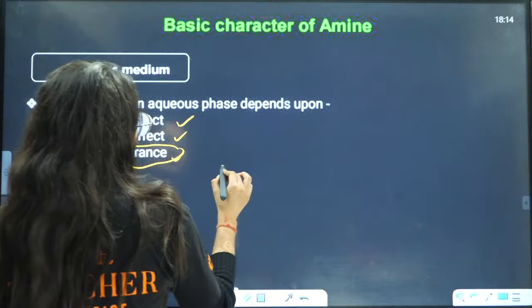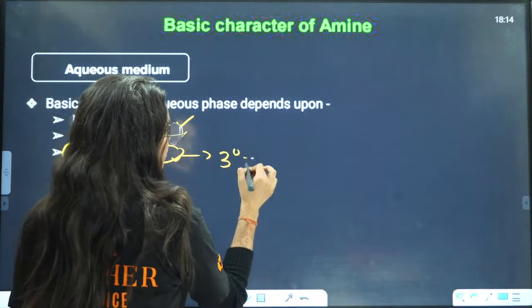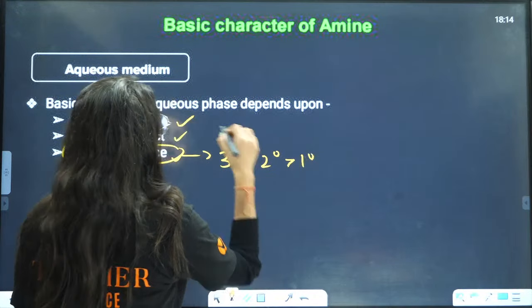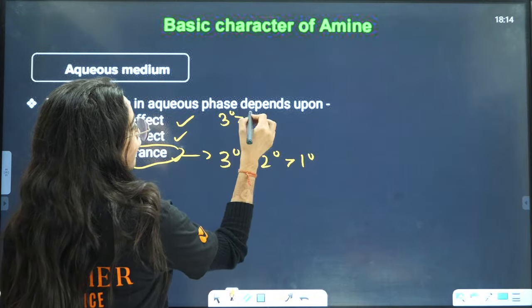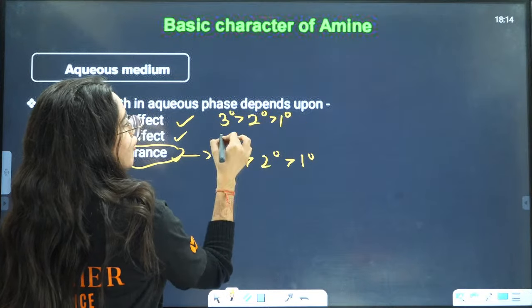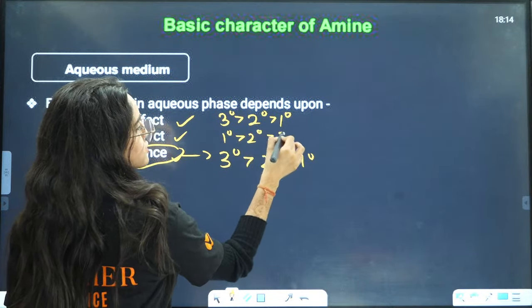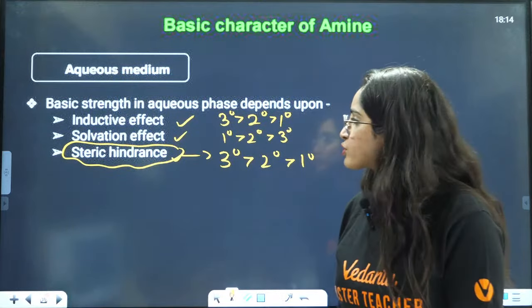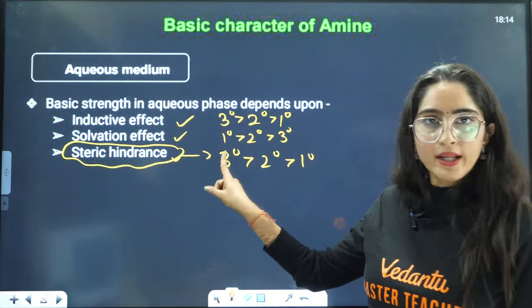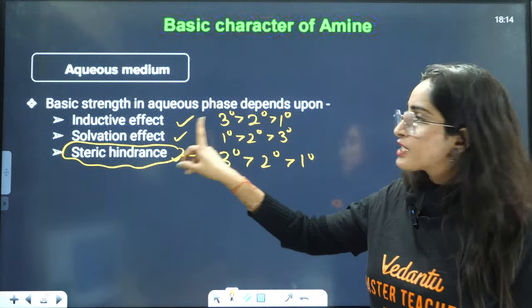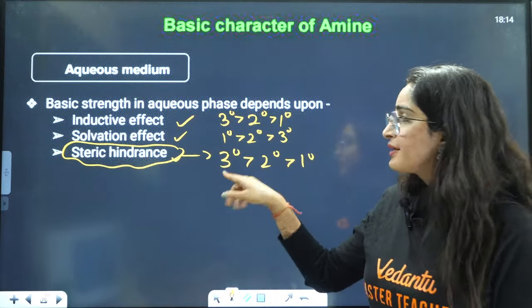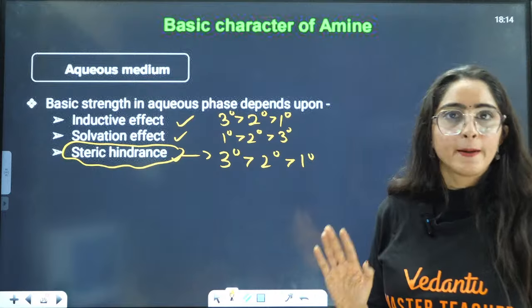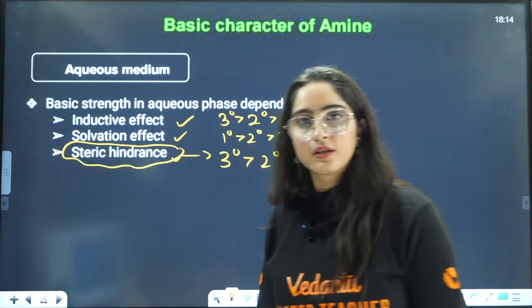So can I write it here? Steric hindrance is maximum in 3 degree, then 2 degree, then 1 degree. Basic character is, for inductive effect, like this. For solvation energy, it is like this. So these are the 3 general orders that we got. Solvation energy is maximum in 1 degree. Inductive effect is maximum in 3 degree. Steric hindrance is maximum in 3 degree. So these are the three things.